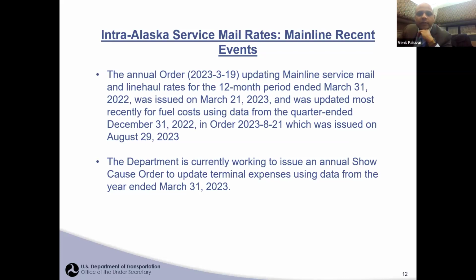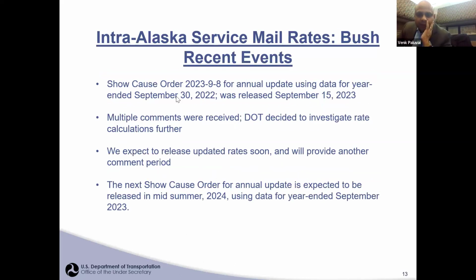I'm just going to go through the slide here. The mainline order is currently being worked on for the data ending March 31st, 2023, and we expect that to be released probably in the next couple months. The Bush order is also going through the approval process right now, and we're hoping for that to be released shortly. I know there's been some issues with that, but other than that, I have no updates from the standard presentation we make. If anyone has any other questions, that's all I have.